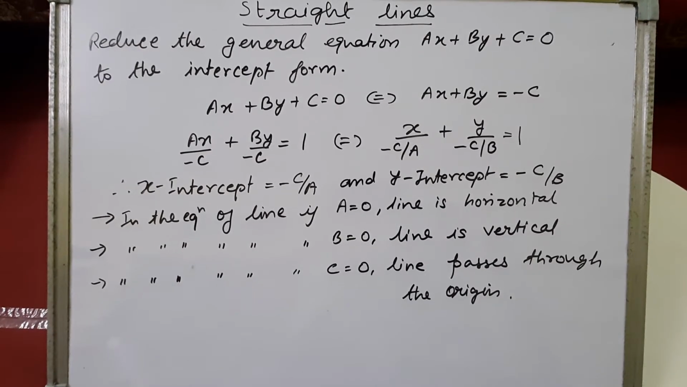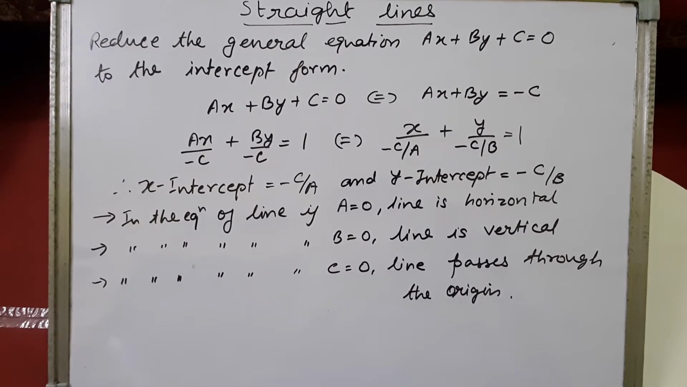Children, today the topic is straight lines, equation of straight lines. We learn how to reduce the general equation of the straight line, which is represented in the form ax plus by plus c equals 0, to different forms. Here, first we are reducing the general form of the equation of a line to intercept form. So suppose the general equation is given as ax plus by plus c equals 0.